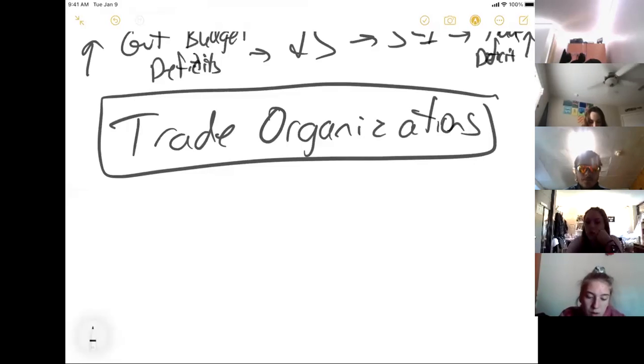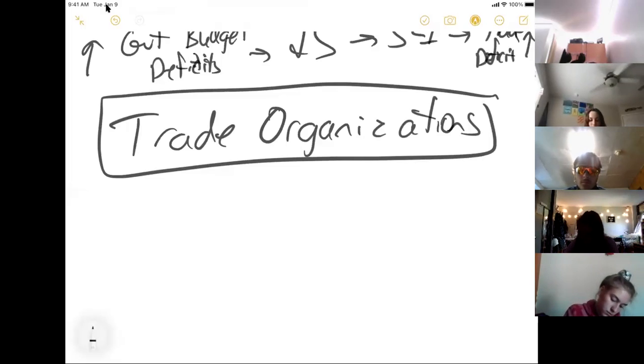All right, let's talk a little bit about trade organizations and the global structure of trade, right? How do countries organize themselves? And what are the rules of trade? What are the rules by which countries trade with each other? So there are many, many different overlapping organizations.